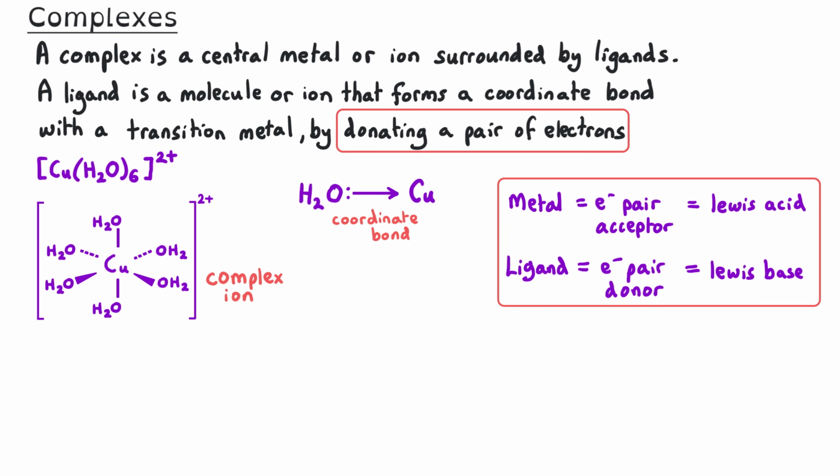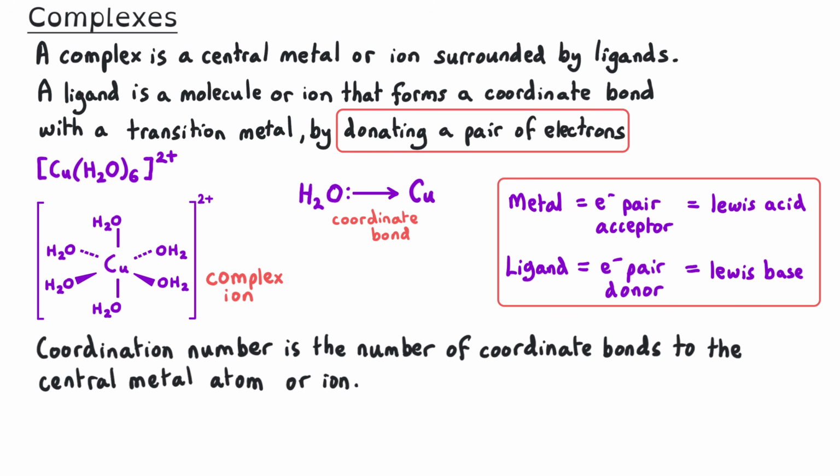When you write the formula or show the shape of a complex ion, it's really important to show the formula or the shape inside square brackets like I'm doing here, and have the overall charge on display in the top right-hand corner. The coordination number of the complex is the number of coordinate bonds to the central metal atom or ion. Most common coordination numbers are 6 and 4.